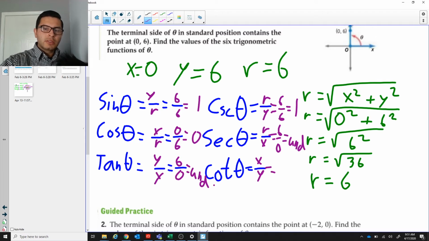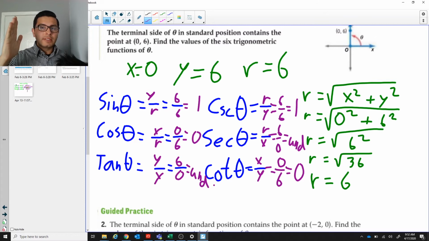This last one is going to be 6 divided by 0 flipped over, so that'll be 0 divided by 6. Now 0 divided by any number is just going to be 0. So those are our 6 trig functions. As you can see, they were actually easier than the trig functions that we had before. So if you ever see your terminal side on one of the axes, you should immediately think, hey, this is going to be super easy.